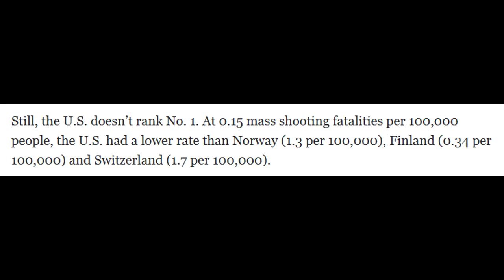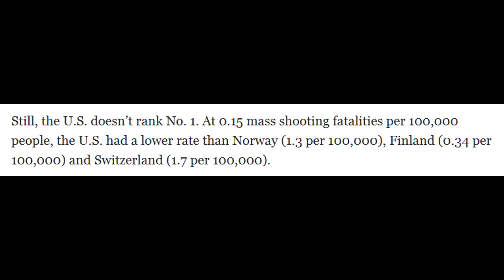And going back to their PolitiFact source, we'll see this statement. Still, the US doesn't rank number 1 at 0.15 mass shooting fatalities per 100,000 people. The US had a lower rate than Norway, 1.3 per 100,000, Finland, 0.34 per 100,000, and Switzerland, 1.7 per 100,000.